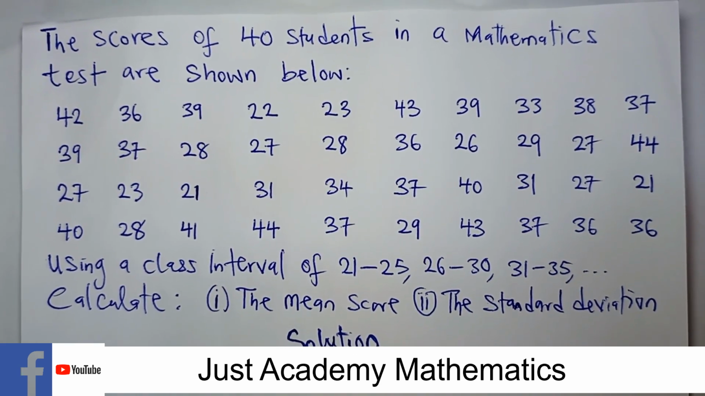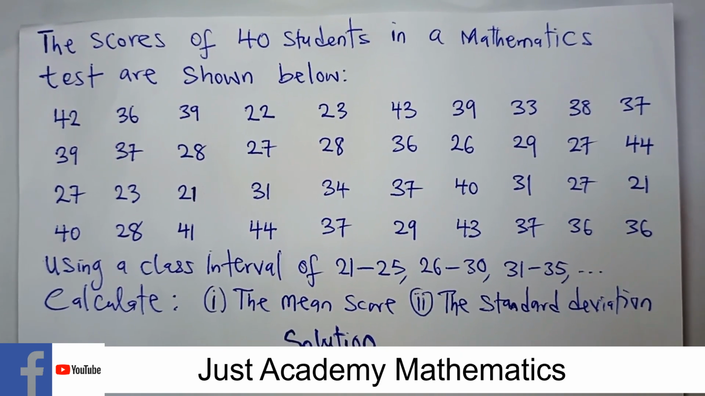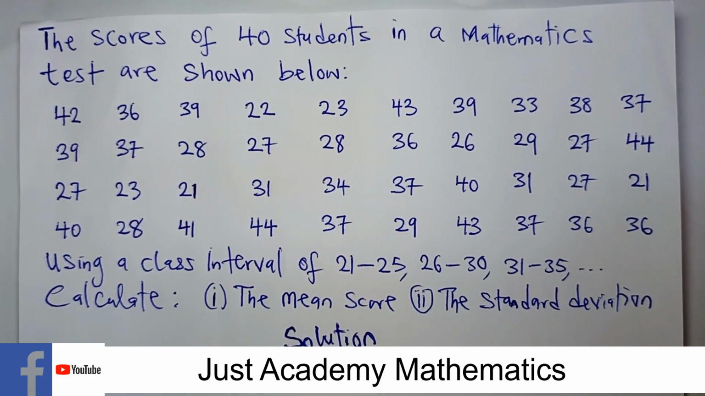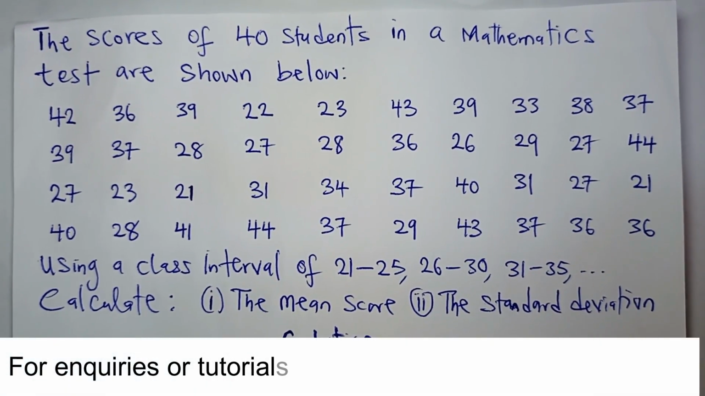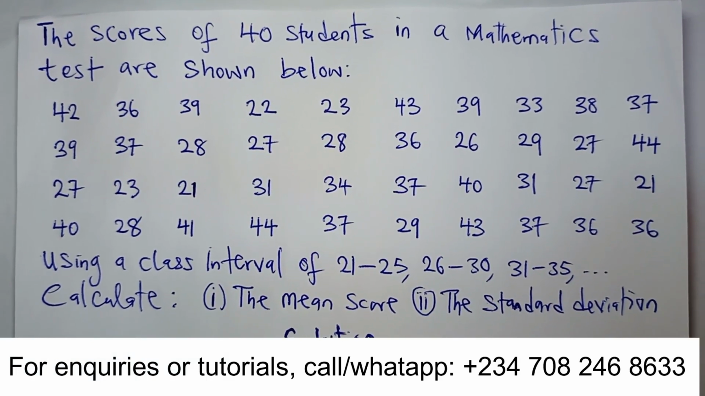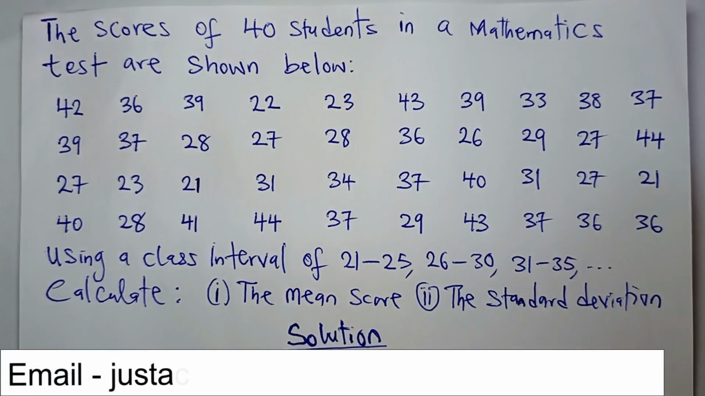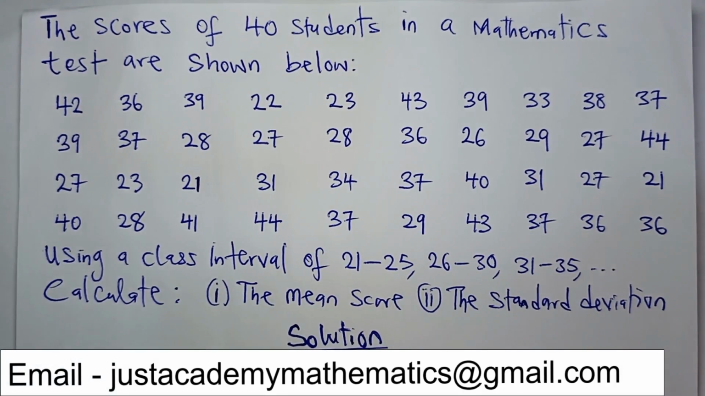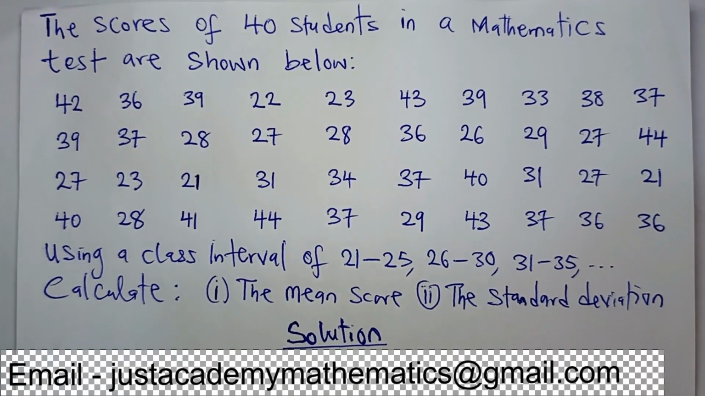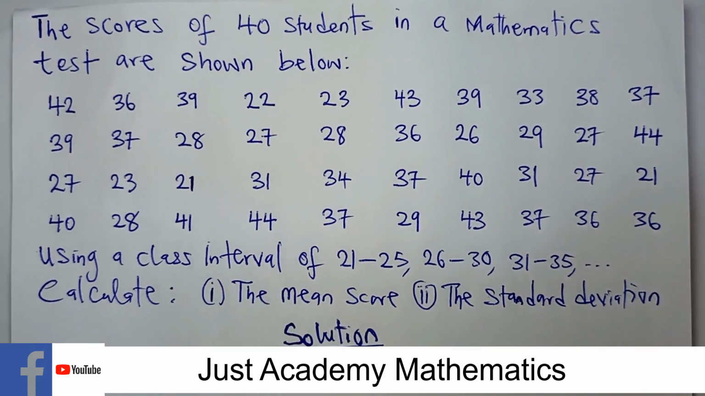Today we have a very interesting question under an interesting topic, statistics. We're looking at a question that requires us to find the mean and the standard deviation. The question says that the scores of 40 students in a mathematics test are shown below. If you count these numbers, it is obviously going to be 40. That is what we call distribution.